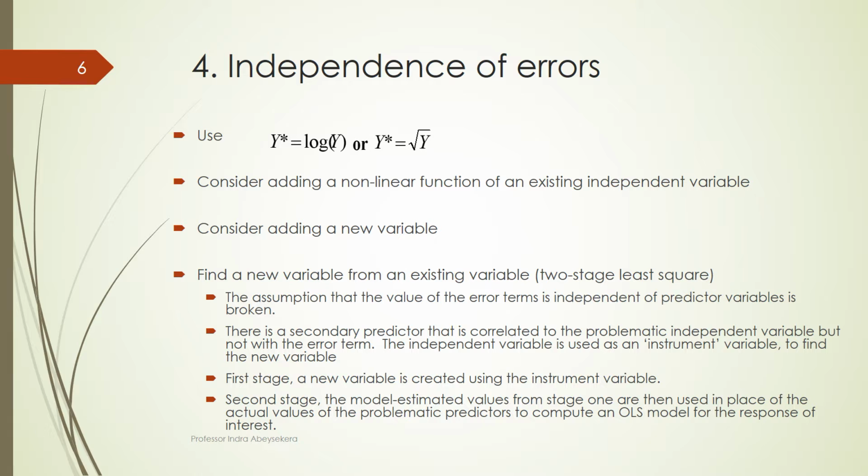Fourth is where we find that the errors are not independent. If we find the errors are not independent, that errors have a dependent relationship, for example, with the outcome variable, we can then mathematically change the outcome variable by a logarithmic function or a square root. We can also look at adding a nonlinear function to an existing independent variable and to see whether the independence of errors situation is corrected.